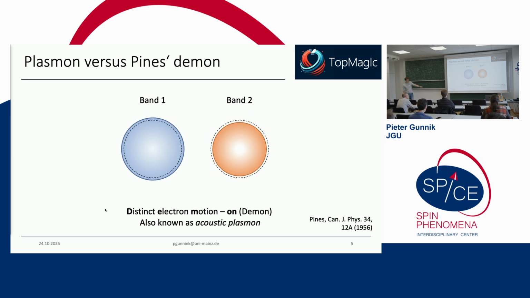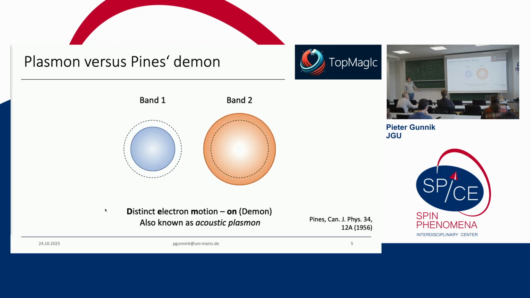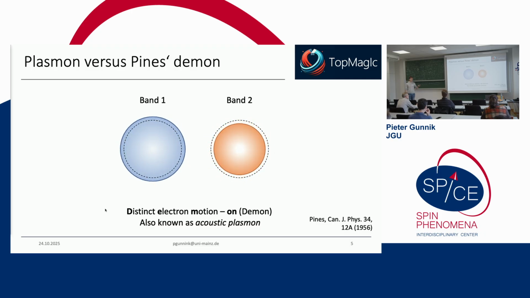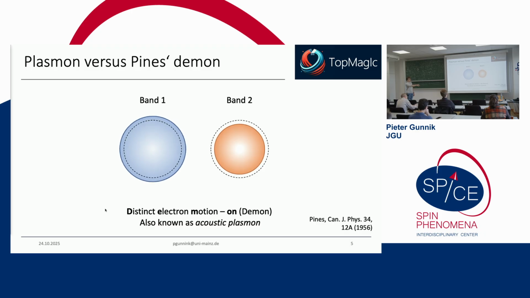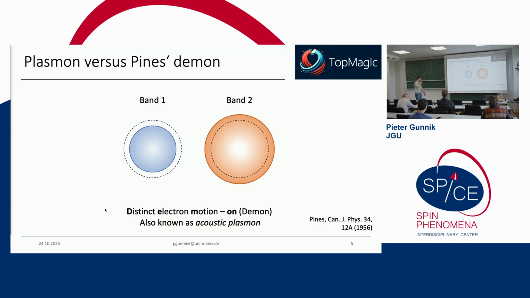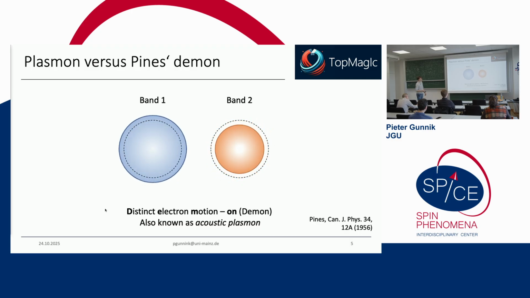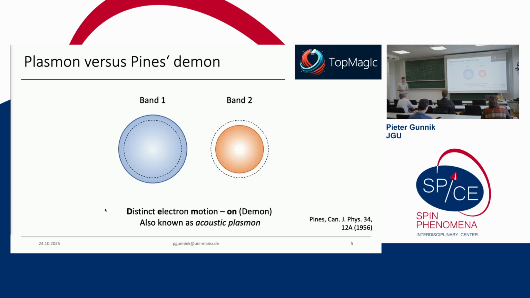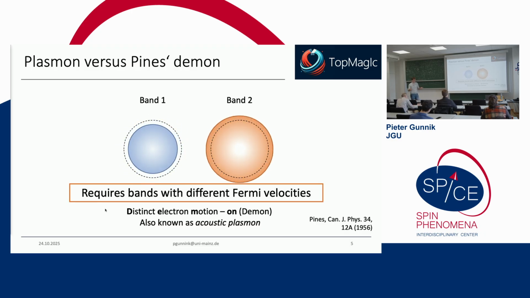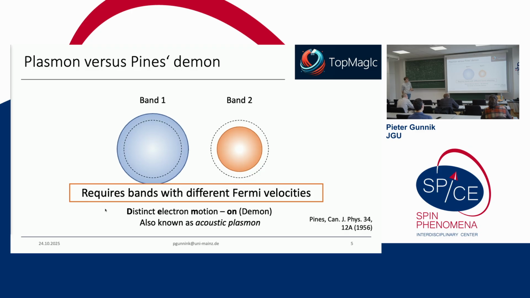Some people also call these things acoustic plasmons, for reasons that will become clear. And they're just out-of-phase oscillations of electron densities in two bands. This picture is a little bit simplified, because I should stress here that these two bands need to be different. If they're degenerate, if they're the same, you're not going to see these types of demons. The way Pines envisioned these things is, for example, in heavy and light bands in semiconductors, and then these bands have different Fermi velocities, and we will see these demons.